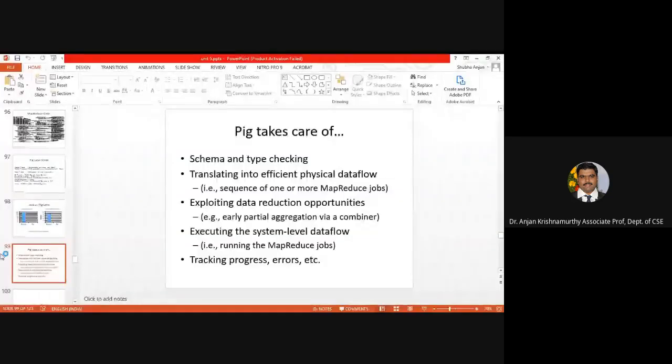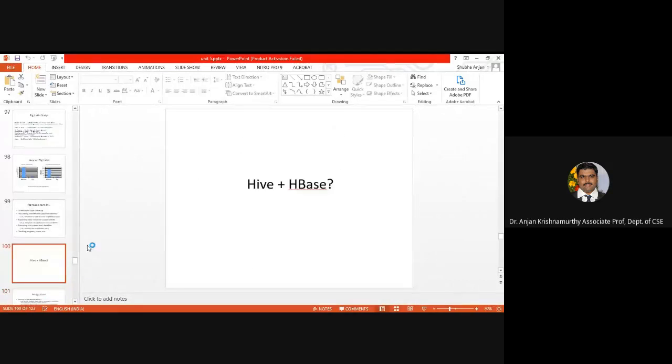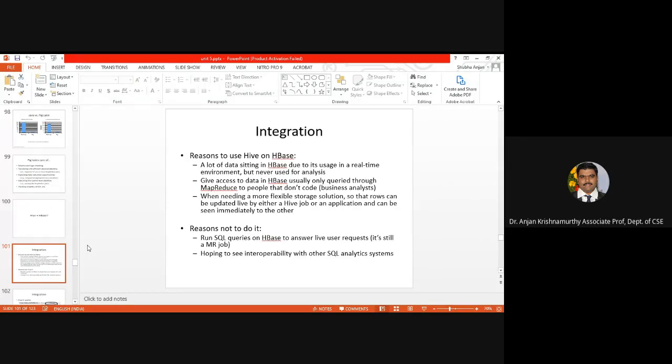Okay, so coming to the next important thing, which is Hive plus HBase. How do these two technologies combine together? This is a very important integration between Hive as well as HBase. The reason is that Hive is basically a query language and HBase is basically a real-time environment.